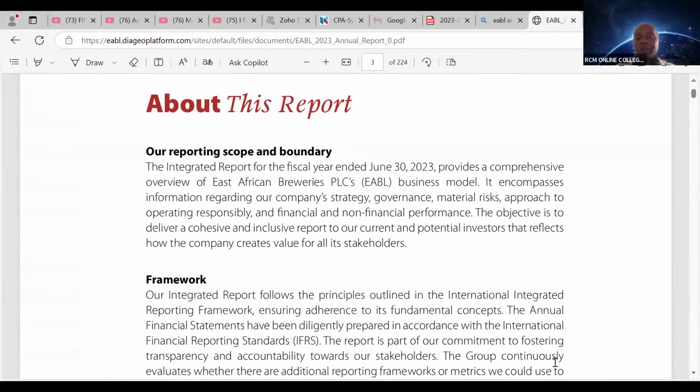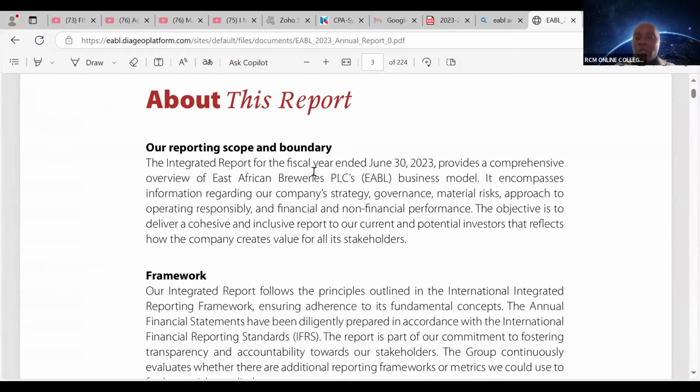So about this report, the integrated report for the fiscal year ending June 30th, 2023 provides a comprehensive overview of EABL business model. It encompasses information regarding our company strategy, governance, material risks, approach to operating responsibly, and financial and non-financial performance. So remember, integrated report is not about just financial. It has both quantitative, the numbers, and the qualitatives. Qualitatives are what we are calling here the non-financial.